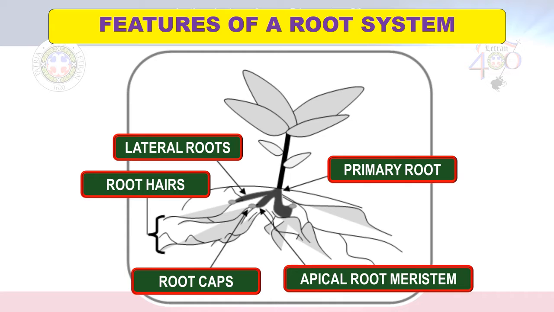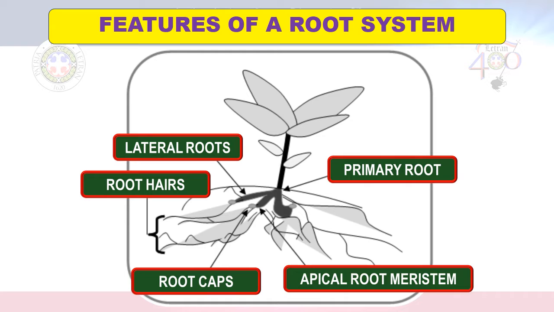Let's now proceed to the features of a root system. First, let's talk about lateral roots. Lateral roots extend horizontally from the primary root and over time make up the iconic branching pattern of the root system. They continue anchoring the plant securely into the soil, increasing water uptake and facilitating the extraction of nutrients required for the growth and development of the plant.